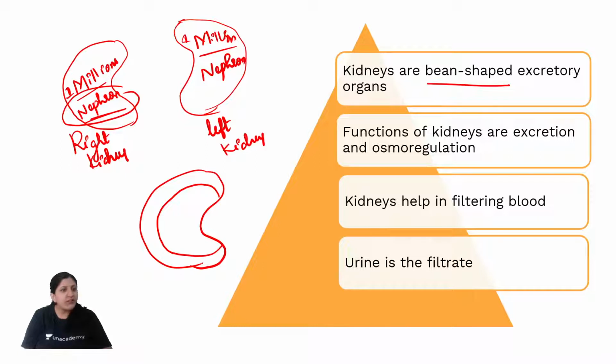Okay, so the outer one is the cortex region. Then this region, what is there? This is the medulla region. Okay, so this one is medulla. And this outer region, what do you find? This is the cortex region.